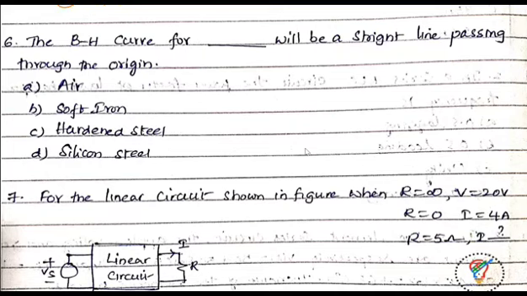Next one, the BH curve for dash will be a straight line passing through the origin. Here the options are given. Let me take H here and B here: magnetic flux density and magnetic field intensity. The curve is linear, that means no saturation. No saturation means it's air only. So an air core coil will have no saturation, right? Next one.